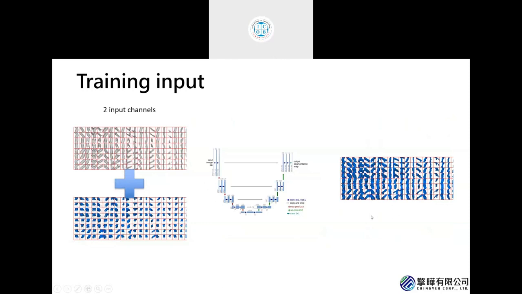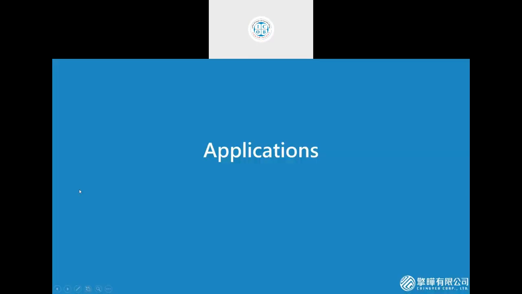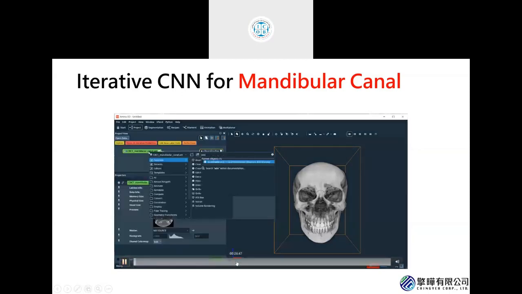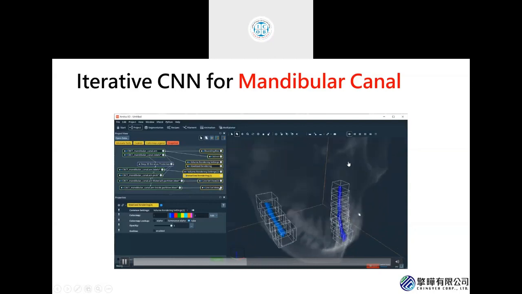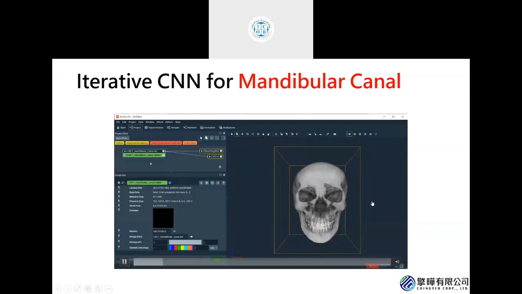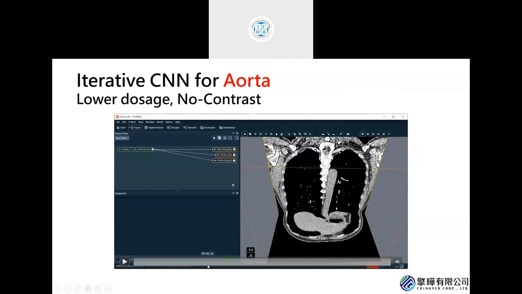You could also develop a model by yourself inside Amira for further analysis. But if you only have one input channel, you don't need to develop one. You could use the built-in model in Amira to do the training and prediction. These are some applications we have done using this technology. We could segment the mandibular canal, which was quite challenging before because the intensity was not good enough to identify it. We have also used this technology for low-dosage aorta segmentation.